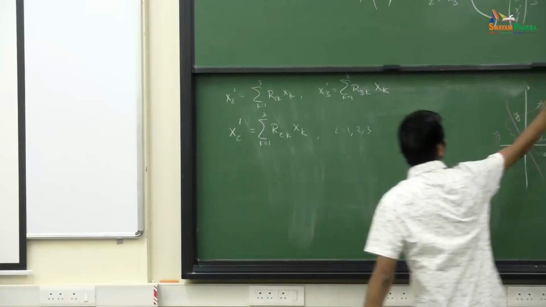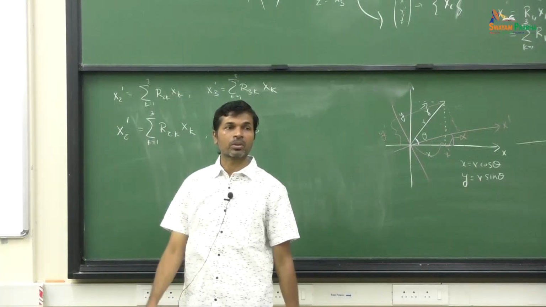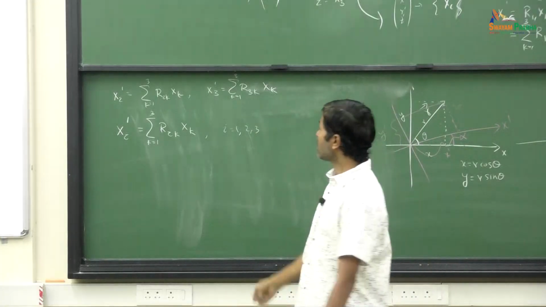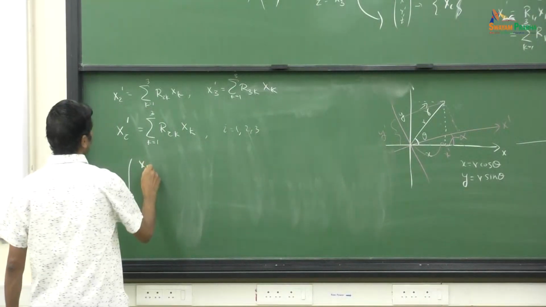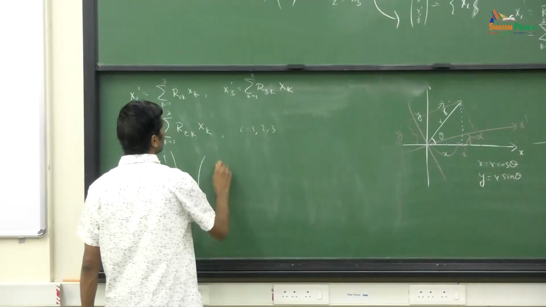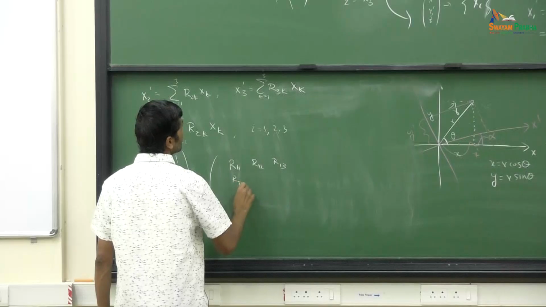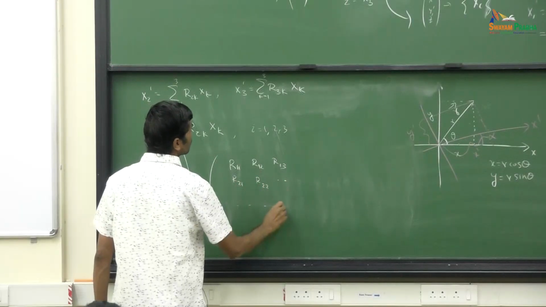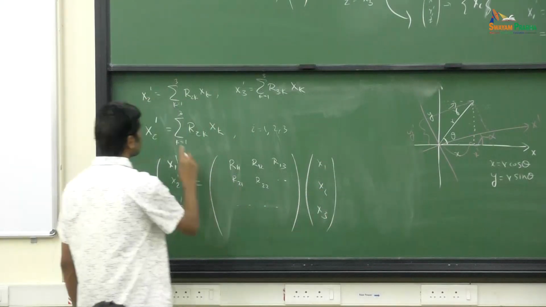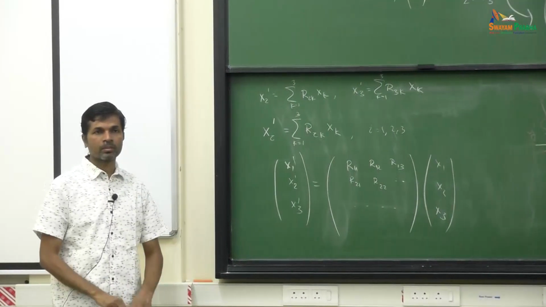If i equal to 1, I obtain this equation. If i equal to 2, I obtain this. If i equal to 3, I obtain this. This is just a more abstract way of writing this relation: x1 prime, x2 prime, x3 prime is equal to R11, R12, R13, R21, R22 and so on and so forth, times x1, x2, x3. So this relation is written in a compact way like this.